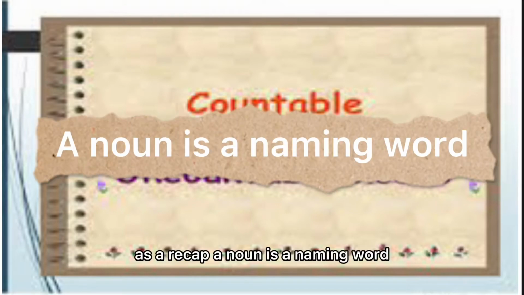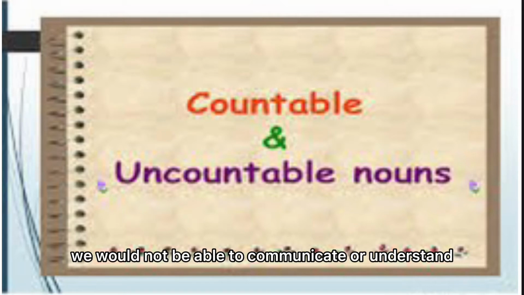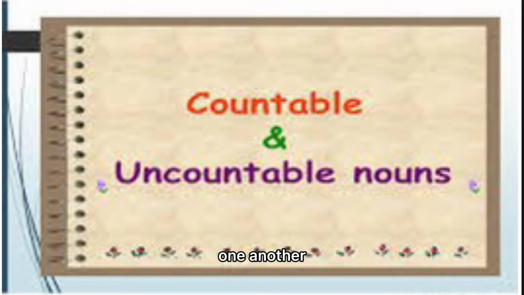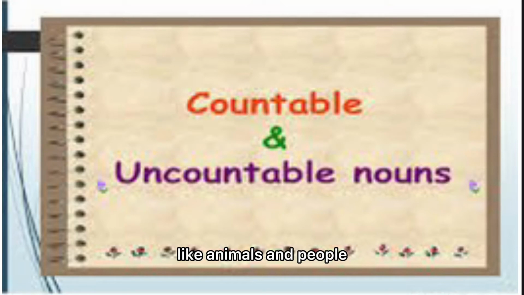The lesson focuses on countable and uncountable nouns. As a recap, a noun is a naming word. We identify every person, place, or thing with a name. Without names, we would not be able to communicate or understand one another. What are countable nouns? They are the names of things that we can count, like animals and people. We use numbers, for example 1, 2, 3, 4, 10, 30, etc., and words such as many or some or a few or a lot of with countable nouns.